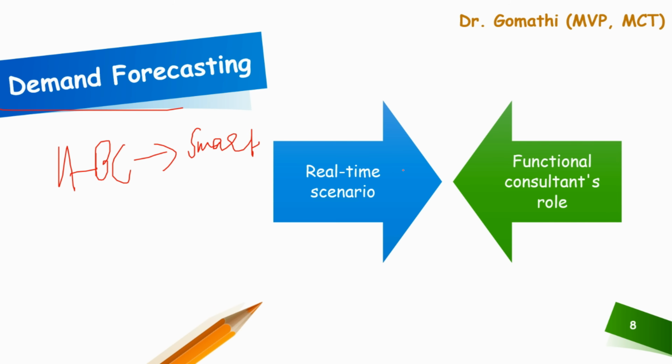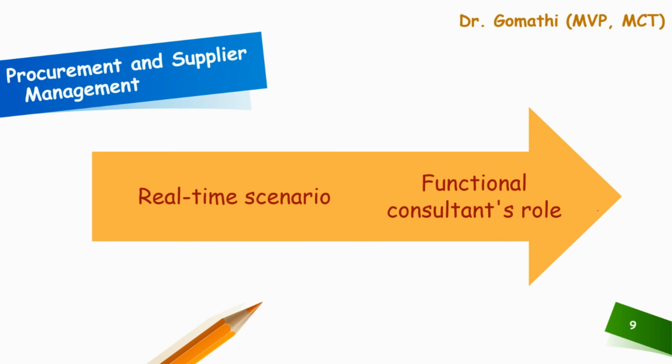Okay, and what is the functional consultant role here? The consultant configures the demand forecasting module in the ERP system, defines forecasting methods, collaborates with the sales team, and adjusts forecasts based on historical data and the market trend. Okay, so next comes the procurement and supplier management.